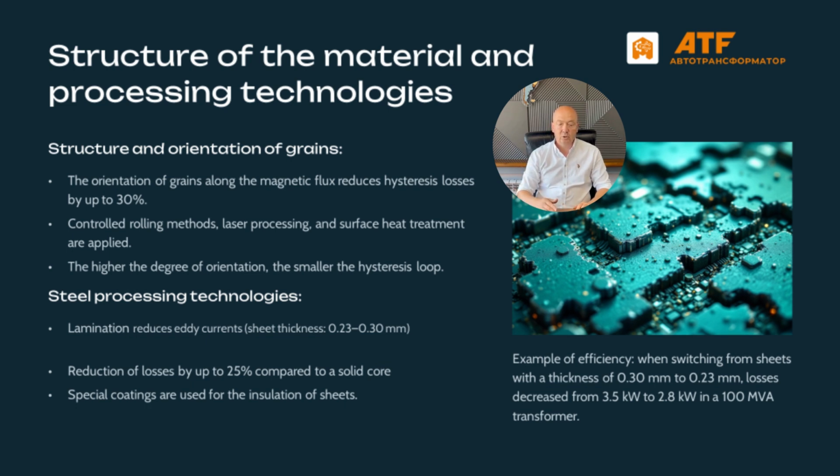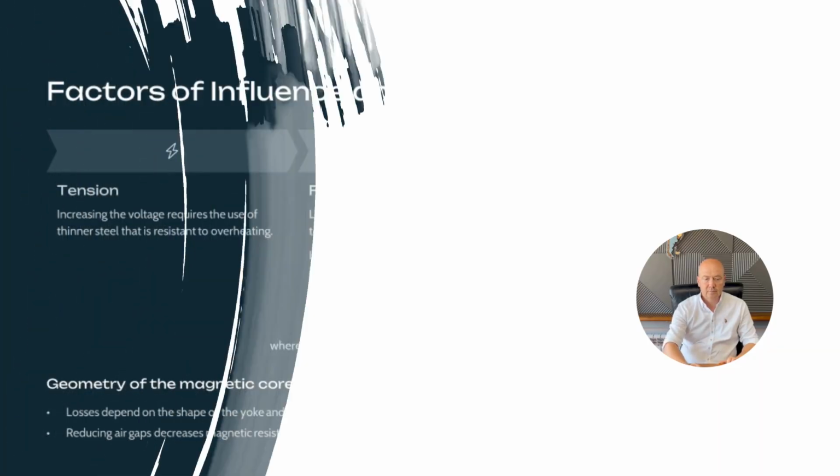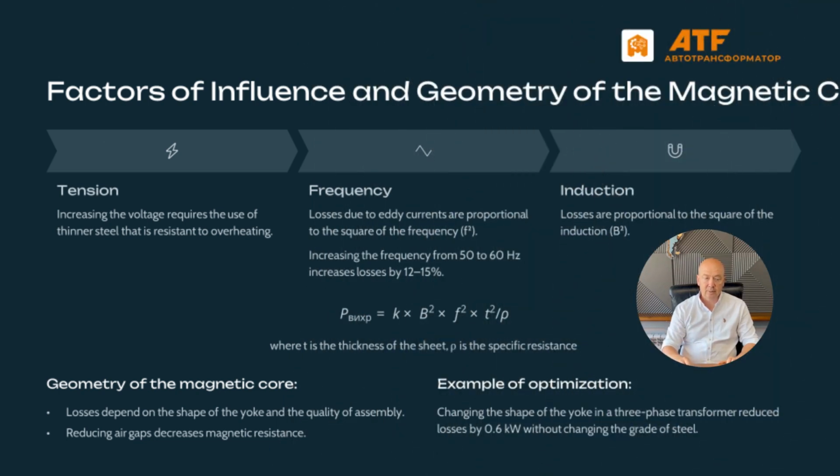Core processing technology also plays a crucial role. Laminated construction, stacking thin sheets, reduces eddy currents. Sheet thickness typically ranges from 0.23 to 0.30 millimeters. Thinner laminations can reduce eddy losses by up to 25% compared to solid cores. Sheets are coated with insulating varnish or oxide layers to prevent current flow between them. In one case, switching from 0.3 to 0.23 millimeter sheets reduced losses from 3.5 to 2.8 kilowatts in a 100 megavolt ampere transformer.